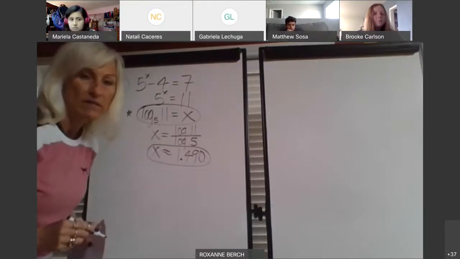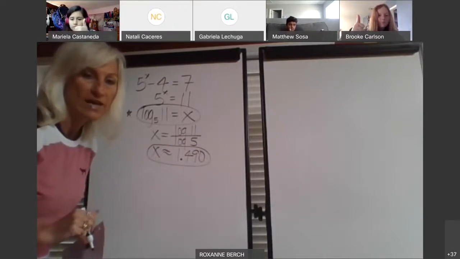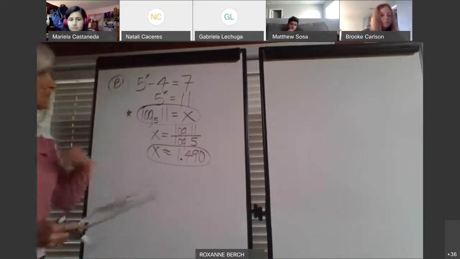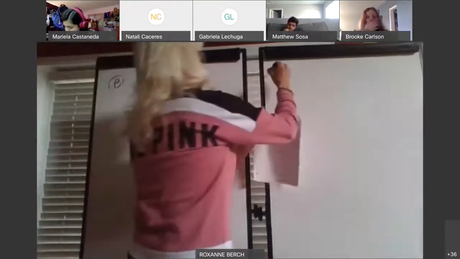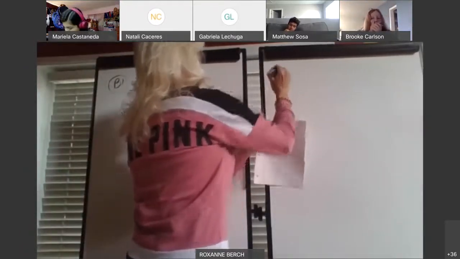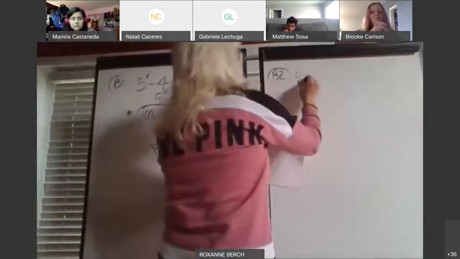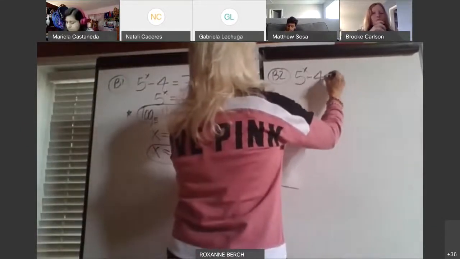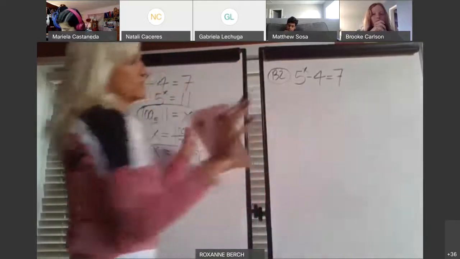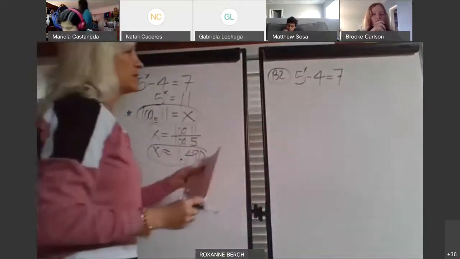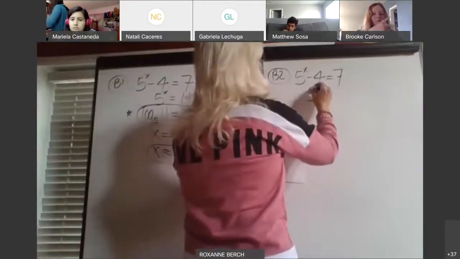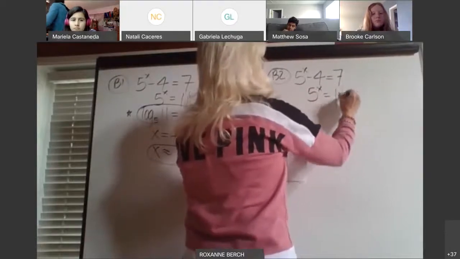Is that what you got? Give me a thumbs up if that's what you got. Okay, cool. All right, let's do it the other way now. So this is B2. Let's write down the problem. 5 to the x minus 4 equals 7. We're going to do it the same way as far as isolating the variable. So if you isolate the variable, you get 5 to the x equals 11.